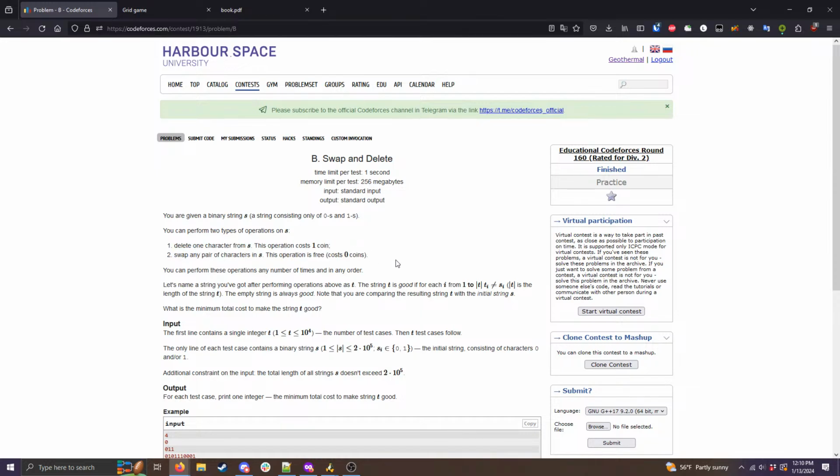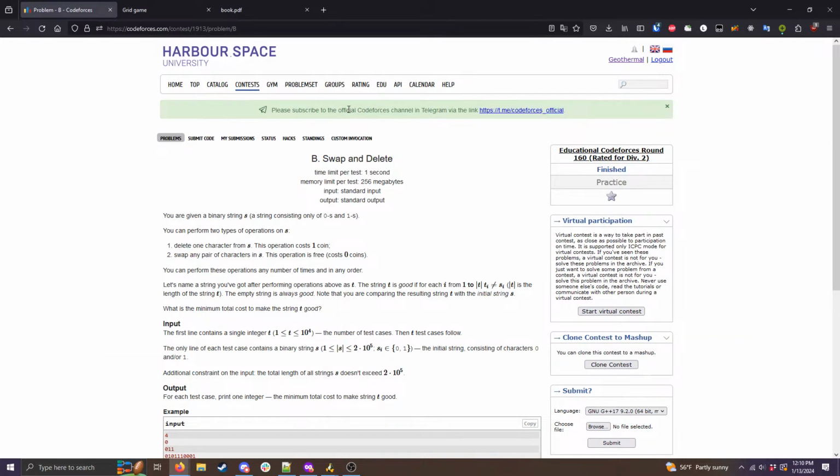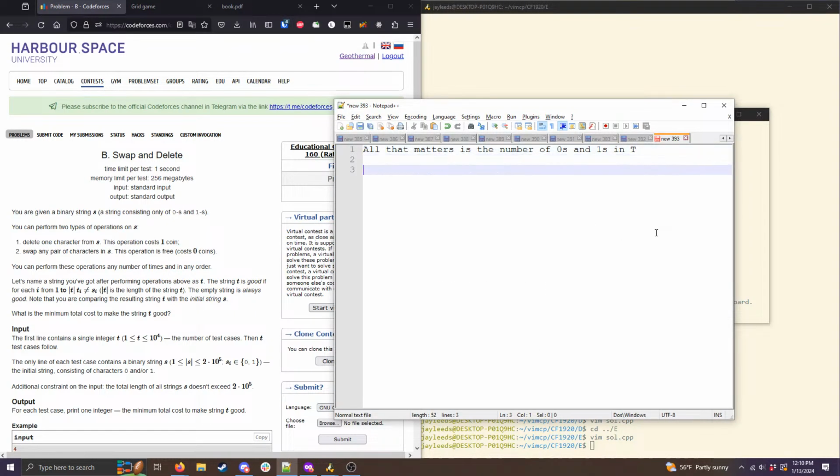So the first thing I would notice is that because swapping is free, we can rearrange the characters of t any way we want. So all that matters is the number of zeros and ones in t. Now, if we have a given number of zeros and ones, then if we perform k operations, we need t to be different at every position from the first n minus k positions of s. So let's say that s of 1 to n minus k has a zeros and b ones. That means t needs to have b zeros and a ones.